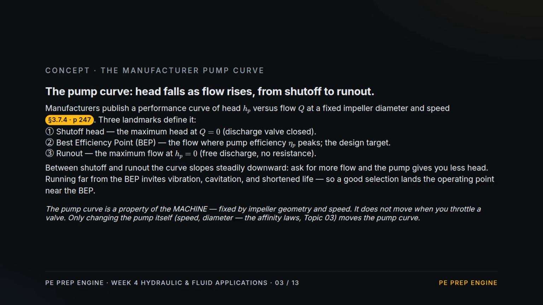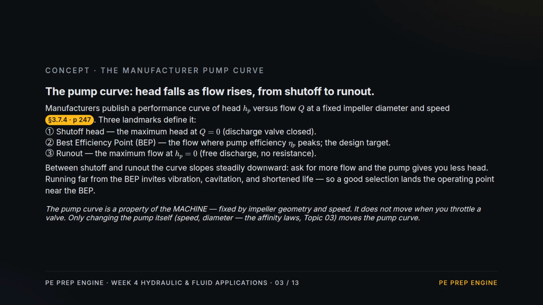The pump curve. The manufacturer publishes head versus flow at a fixed impeller diameter and speed. 3 landmarks: shutoff head, the maximum head at zero flow; the best efficiency point, or BEP, where efficiency peaks, the design target; and runout, the maximum flow at zero head. Between them, the curve slopes steadily down. More flow, less head. Running far from the BEP invites vibration and cavitation, so a good selection lands near it.